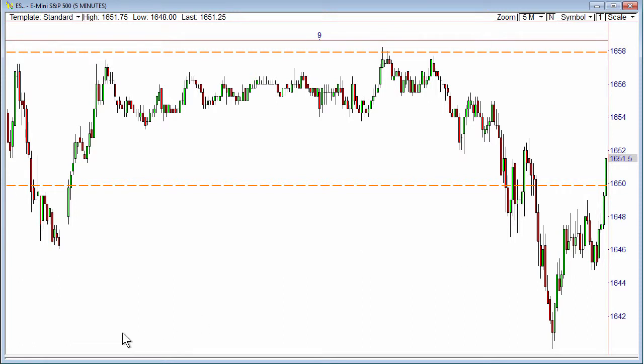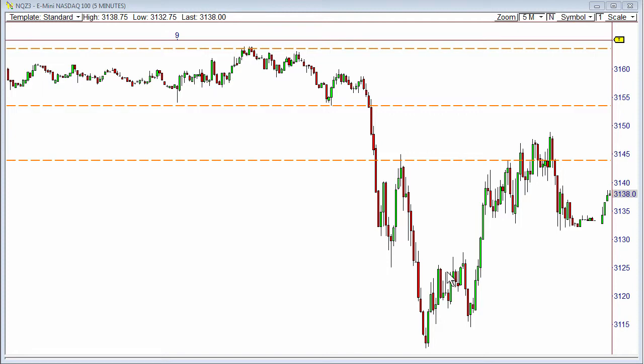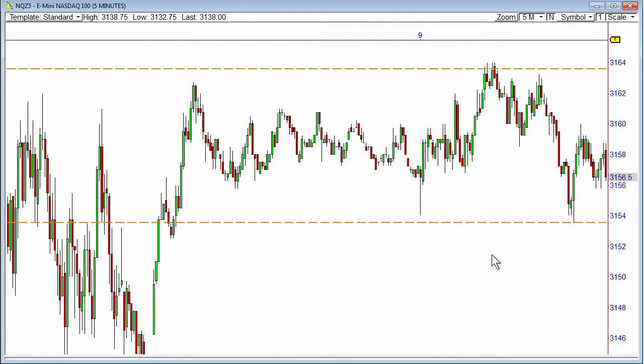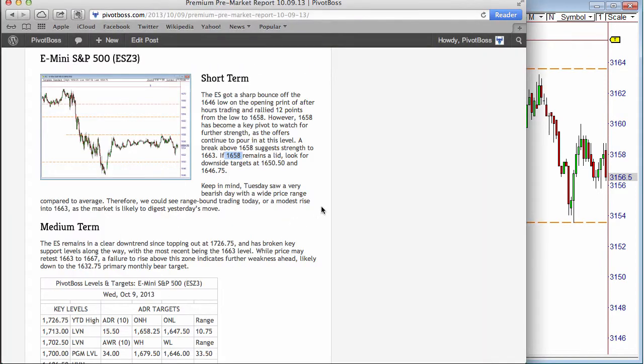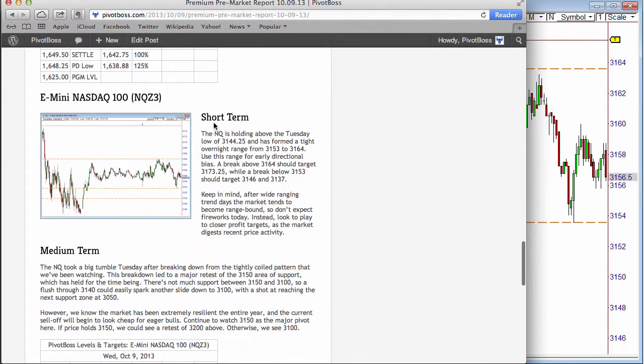So now if we take a look at the NQ, here's the NQ after hours chart. This one had a nice range. So if we look at the actual report here again, we scroll down to the NQ. The NQ is holding above the Tuesday low of 44.25 and is forming a tight overnight range from 53 to 64. Use this range for early directional bias.